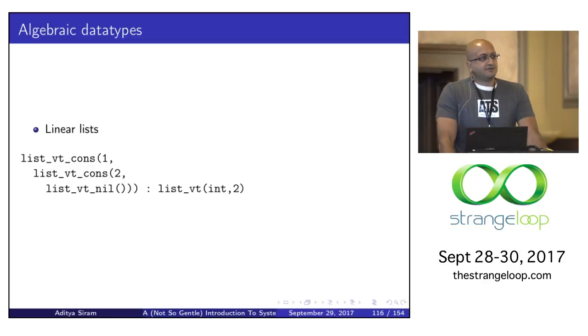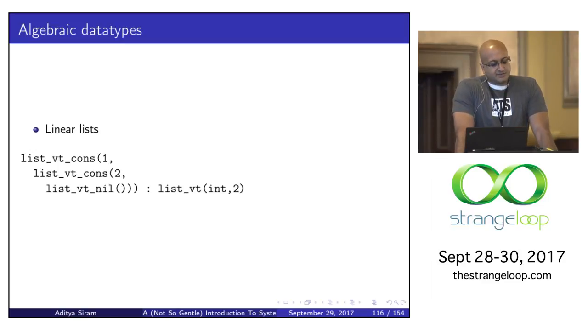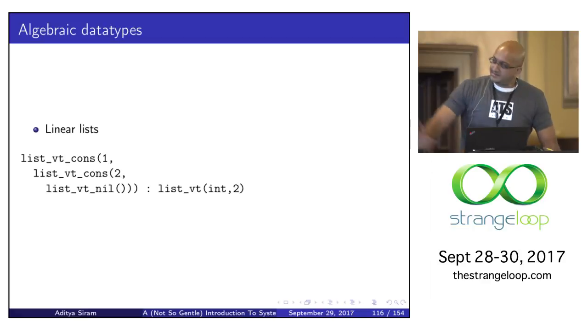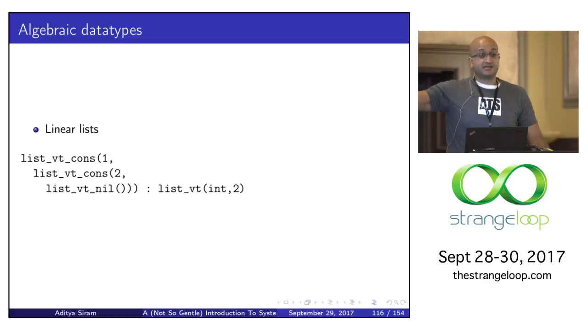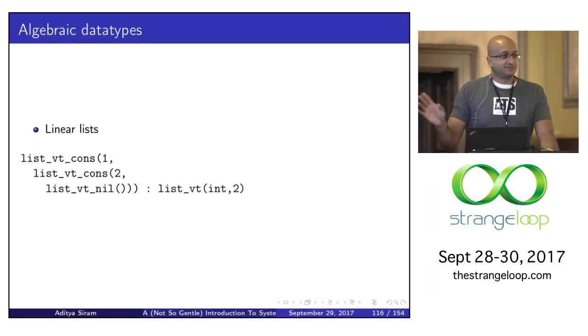So here we have how you construct a linear list. list_vt_cons 1, list_vt_cons 2, list_vt_nil. None of this stuff is really interesting. What's interesting is the type signature, which is usually inferred. ATS can actually infer that. It can infer precious little, but it can infer that. Right? So it's saying it's a list view type of type int, and there's two things inside of it.